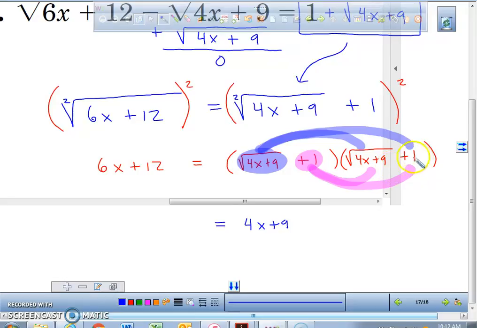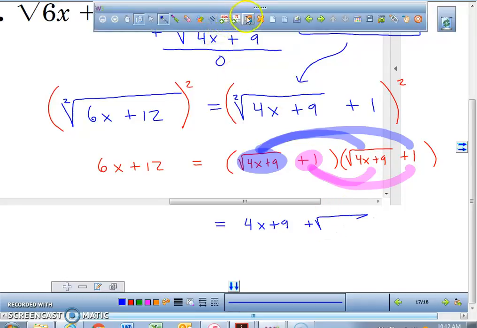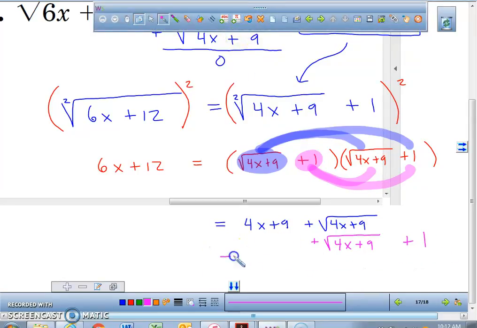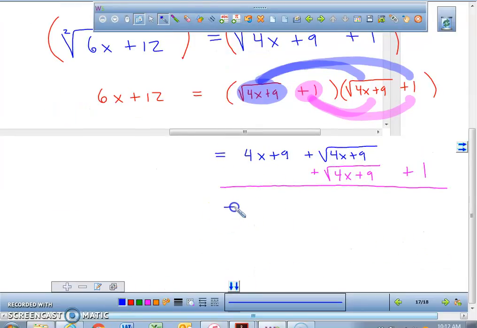Over here, though, I have 1 times the square root of 4x plus 9, so that's just the square root of 4x plus 9. Now I'm going to change colors. 1 times the square root of 4x plus 9 is another square root of 4x plus 9. And then 1 times 1 is simply 1. These are all of the products that we eventually have to add together. So let's see what we have.